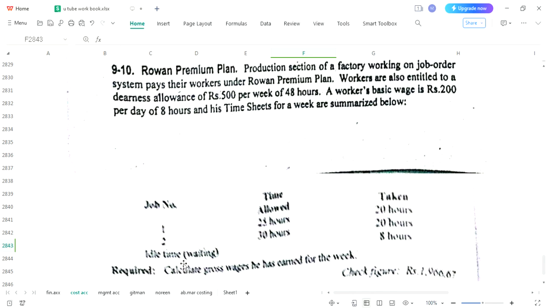But this phrase is very important: idle time, waiting. That means he was present in the manufacturing concern, he was waiting for his job, but due to some reason, it may be possible raw material was not available, it may be possible that electricity was not present at that time, load shedding or that sort of thing. So he was there, he was ready to work, but due to some concerns he was unable to work. So it is not his fault, he would be paid for the 8 hours where he had not worked, he was just waiting. So the 8-hour wait would also be paid out.